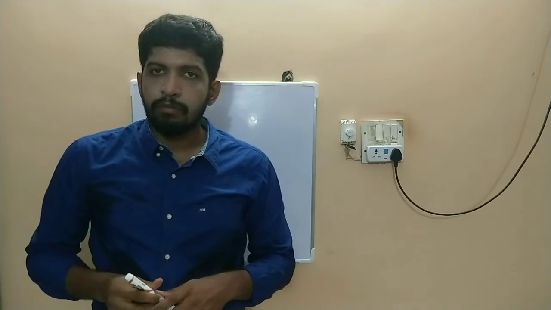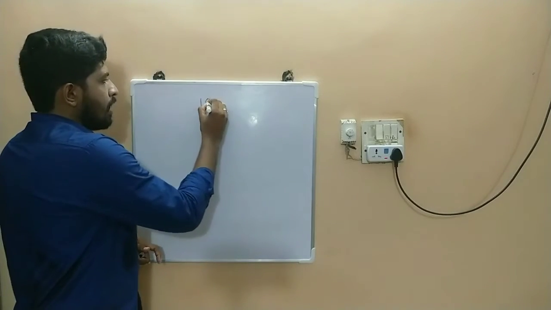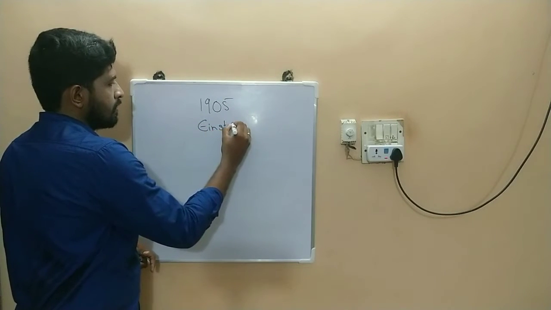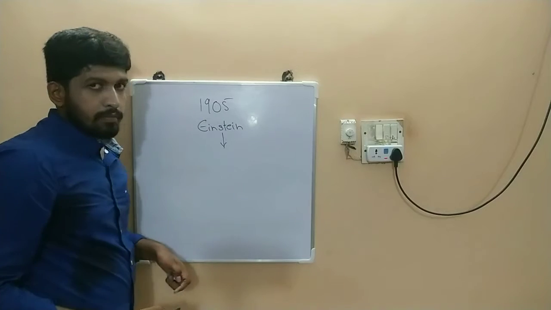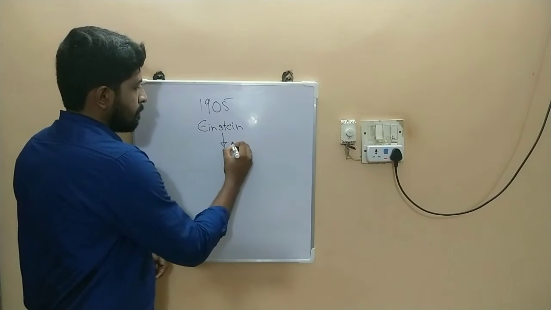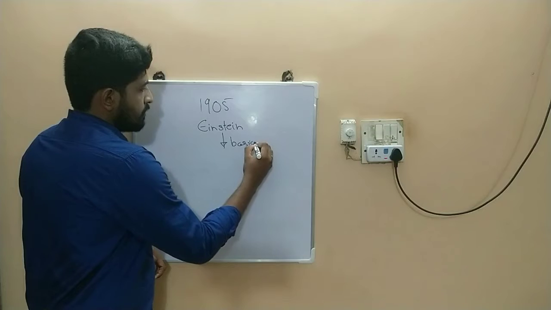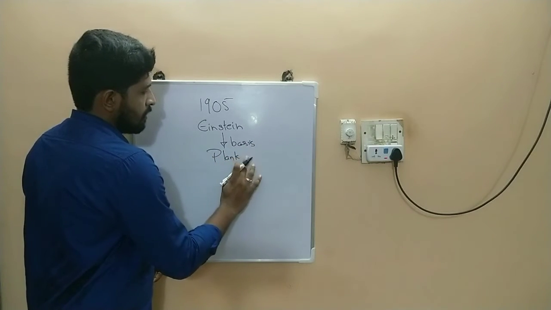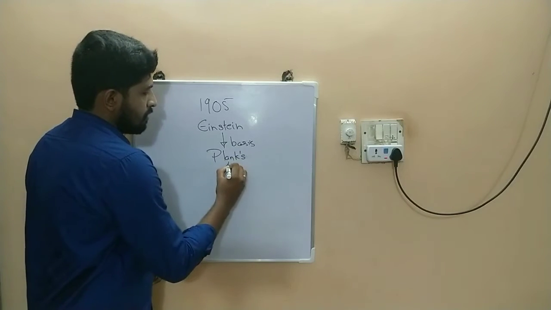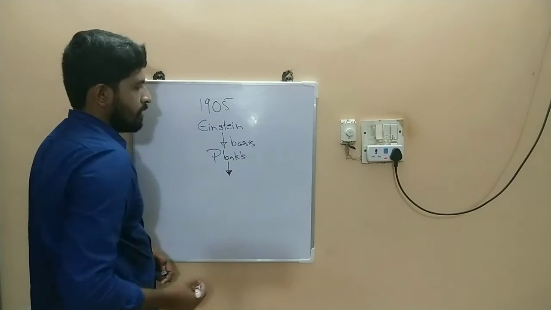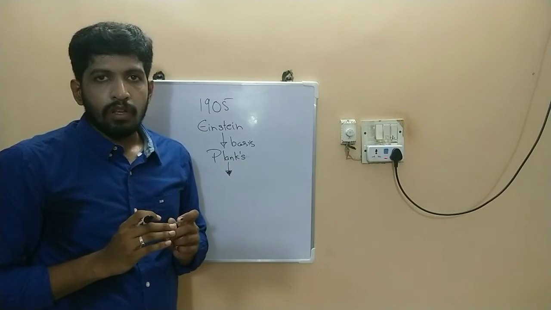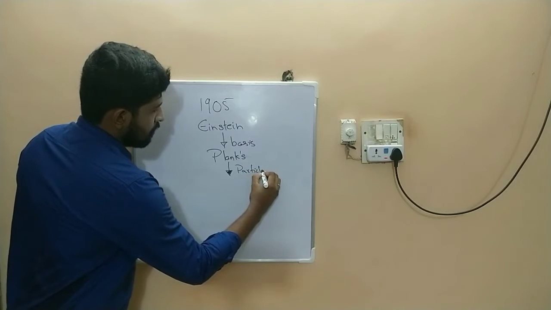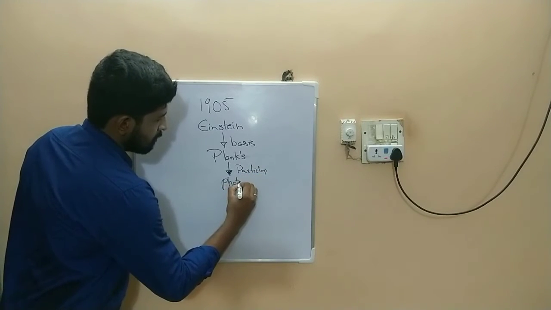In 1905, Albert Einstein proposed a theory on the basis of Planck's idea. He said that light is made up of small particles called photons.